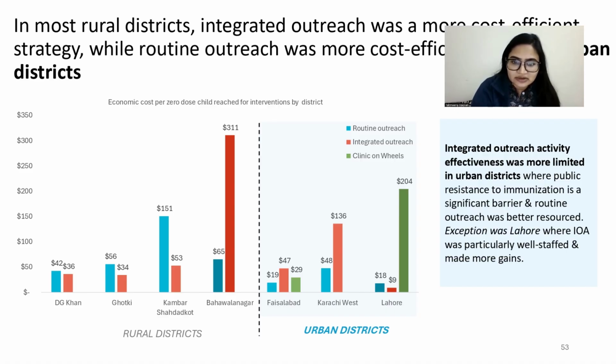And if we specifically look at the green bar, which is the clinic on wheels results between Lahore and Faisalabad, the clinic on wheels was employed only in specific targeted high risk areas. We see in Faisalabad, actually, there are informal settings where there are large pockets of zero dose children as compared to Lahore, which has a more scattered zero dose population. That's why the overall cost of reaching zero dose children through clinic on wheels was higher in Lahore compared to Faisalabad.